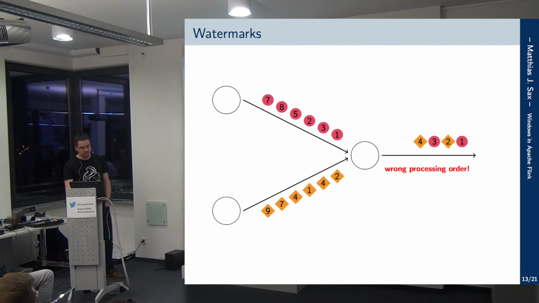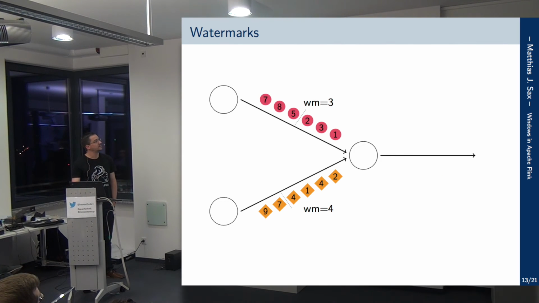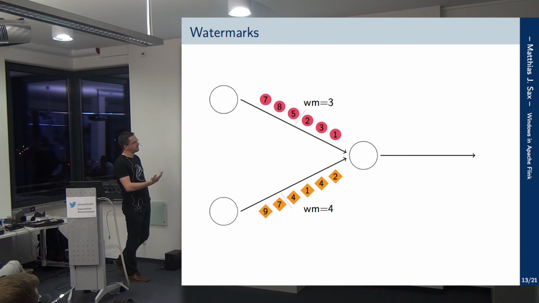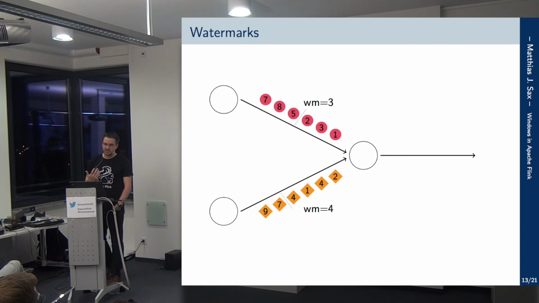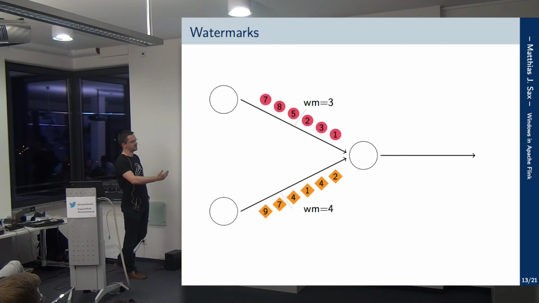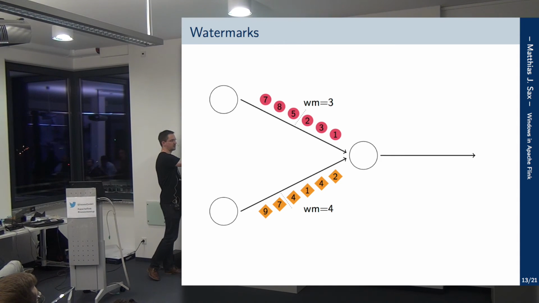So the question is, how can we resolve this? And the point is, we put watermarks in between. So a watermark flows through the system like a regular tuple, and it carries a timestamp. And this timestamp guarantees that all tuples coming after the watermark have a higher timestamp than the watermark carries.